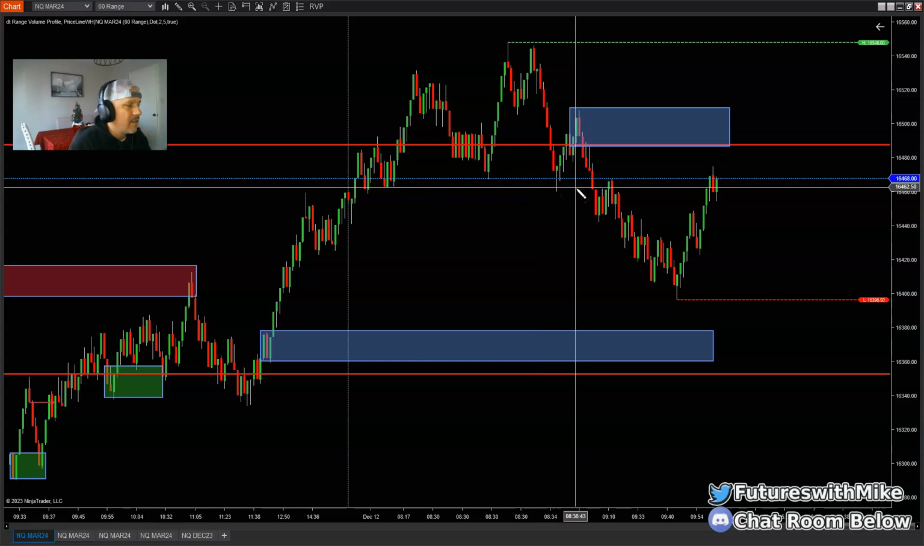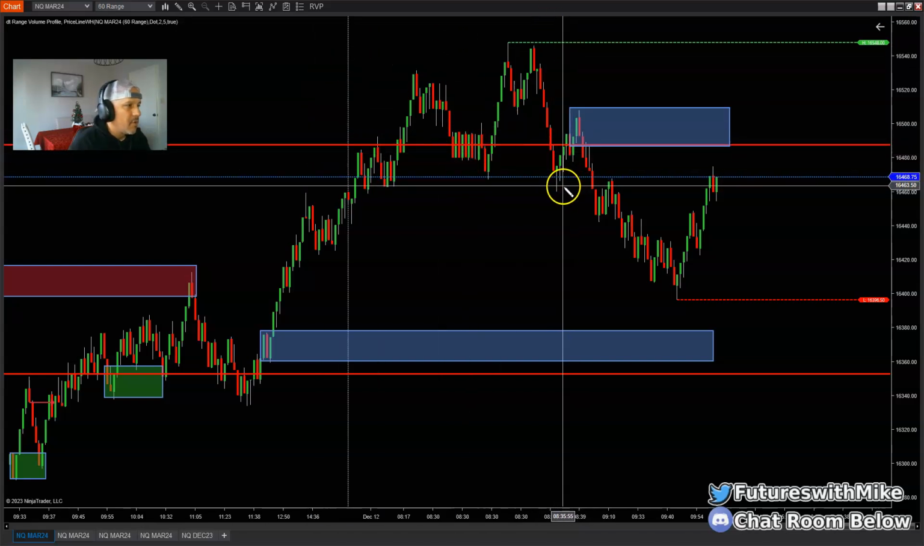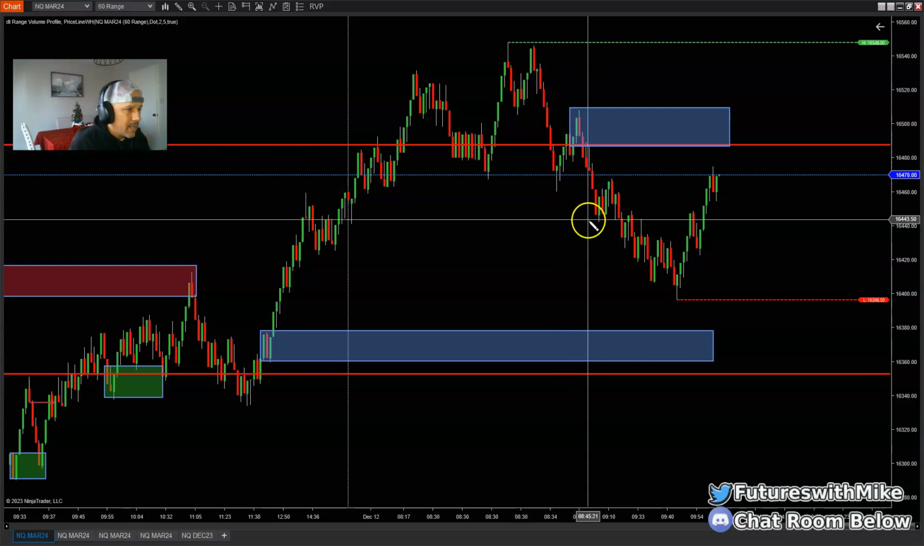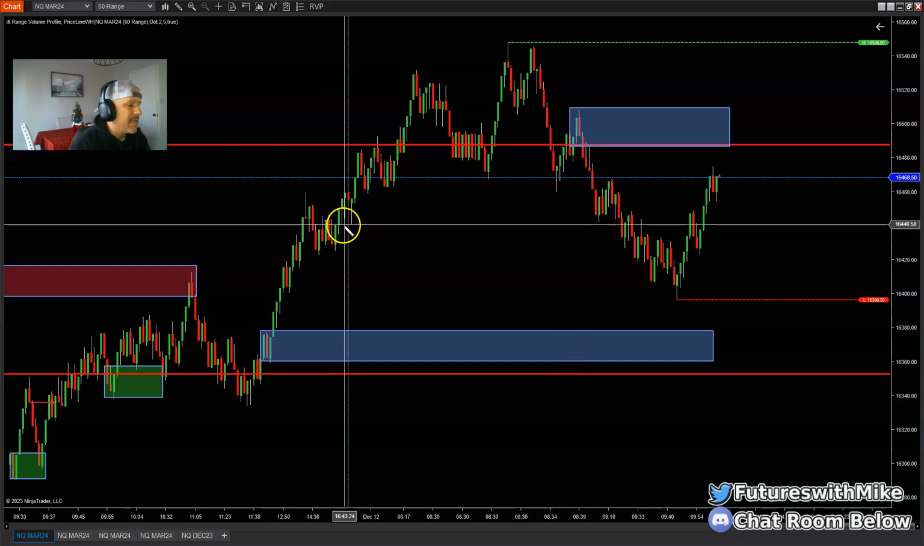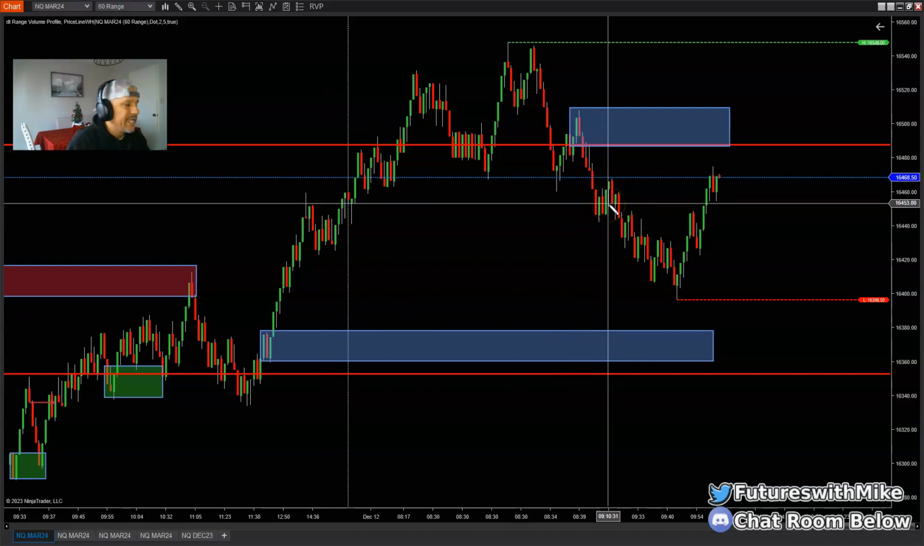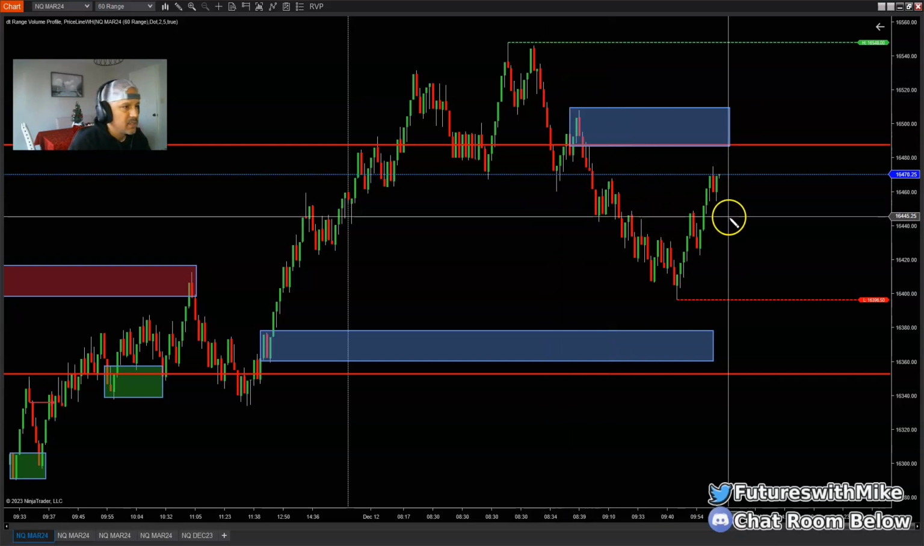So be very careful, guys. All I'm trying to say. There was a minor structure break right here. It broke below here on the way down. So you can look for a long at this imbalance if you chose to, but I wouldn't have taken it because we have resistance right above. That's all I'm trying to say.